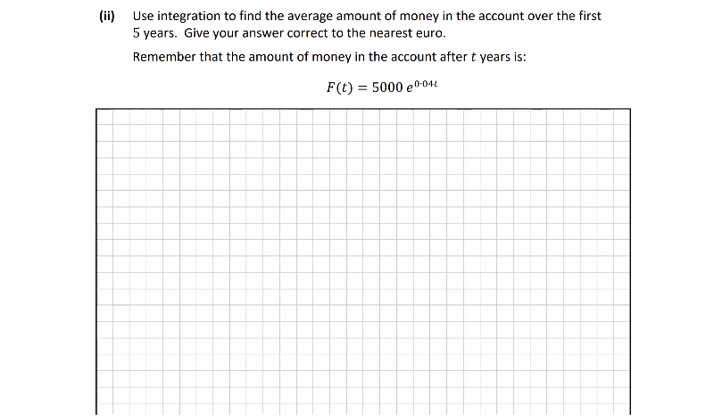Part 2, we're asked to use integration to find the average amount. So just bring that memory of 1 over b minus a. So we do everything the same. We're going to integrate 5,000 e to the power of 0.04t, and we're going to do it over 1 over 5 minus 0, the first 5 years. So we're going to get a fifth.